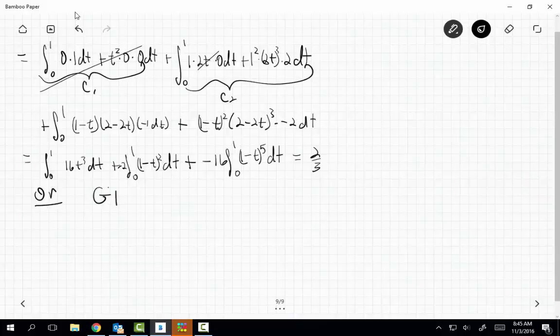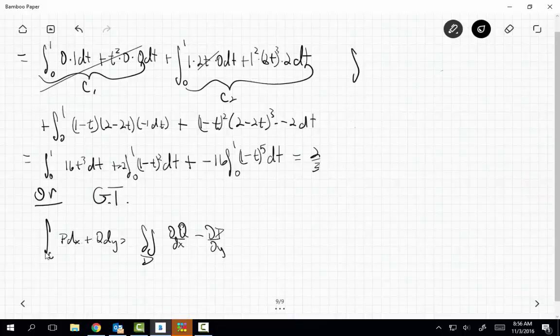Or, using Green's theorem, what does Green's theorem say? Well, Green's theorem says the line integral over C of P dx plus Q dy is equal to the double integral over D of the partial of Q with respect to x minus the partial of P with respect to y. So remember, this is our positively oriented connected curve around C, of xy dx plus x squared y cubed dy.